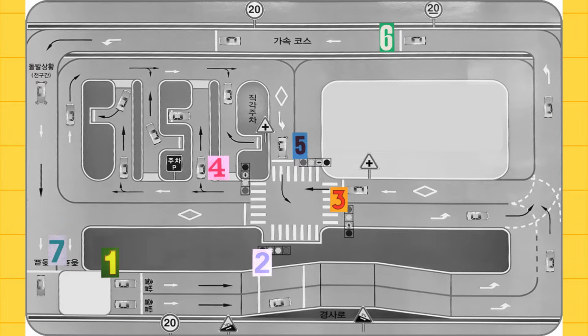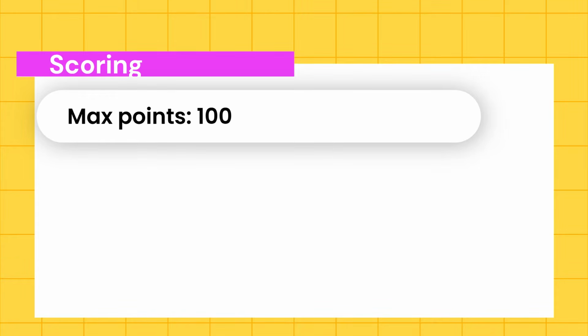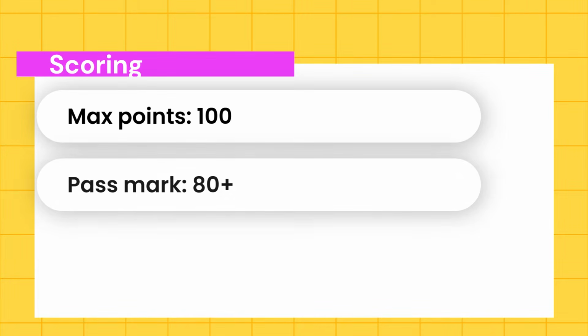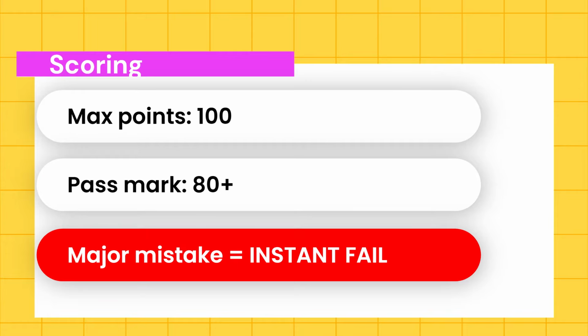Awesome. Now, I'm going to talk you through the test. The maximum score available is 100 points. The pass mark is 80, so there's really not much room for error. Also, some major mistakes can mean you fail instantly. Don't worry though. After each step, I'll tell you where you might lose marks and give you some pointers on how to avoid mistakes. Try to remember these, and I'm sure you'll do great.